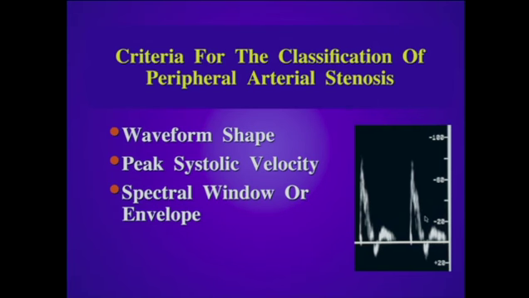In our evaluation for peripheral arterial disease, we will look at three specific areas on our waveform. We will look at the shape, and again, notice here we have a normal triphasic appearance. We will look at the velocity range, and we will look at the spectral window or envelope, the area under the systolic peak.